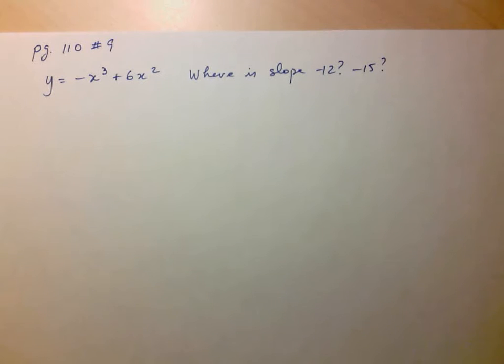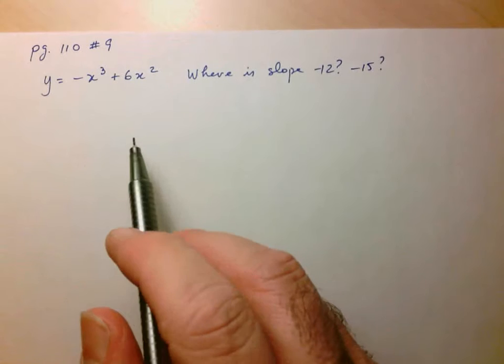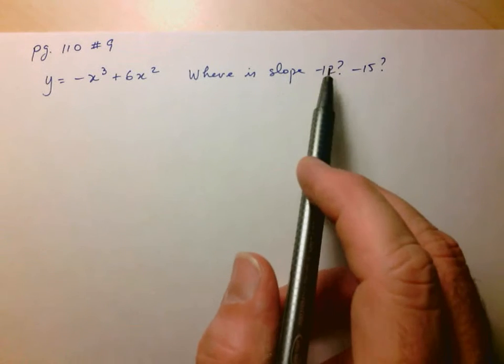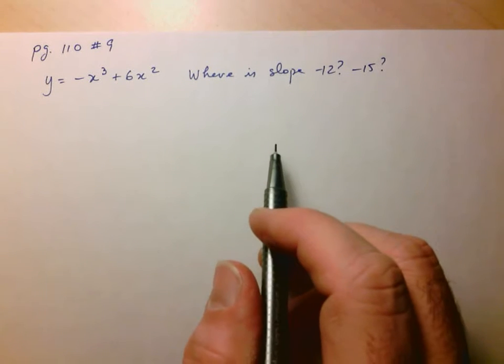Hi folks, this is page 110, number 9. So in this question here, they give us this function, and in the first case they want to know when the slope is equal to negative 12 and when it's equal to negative 15.